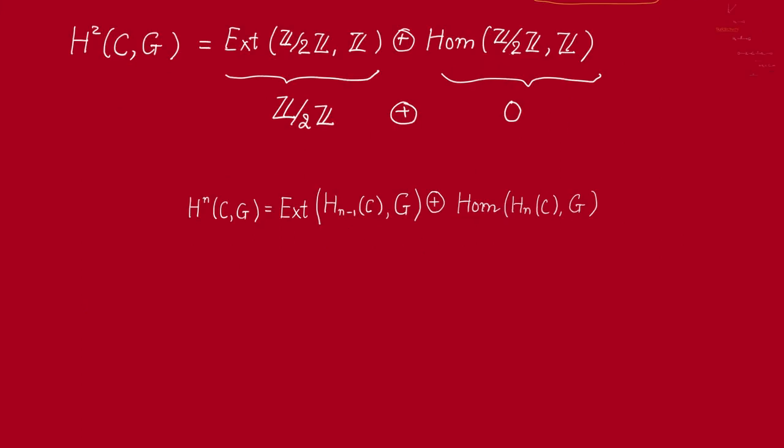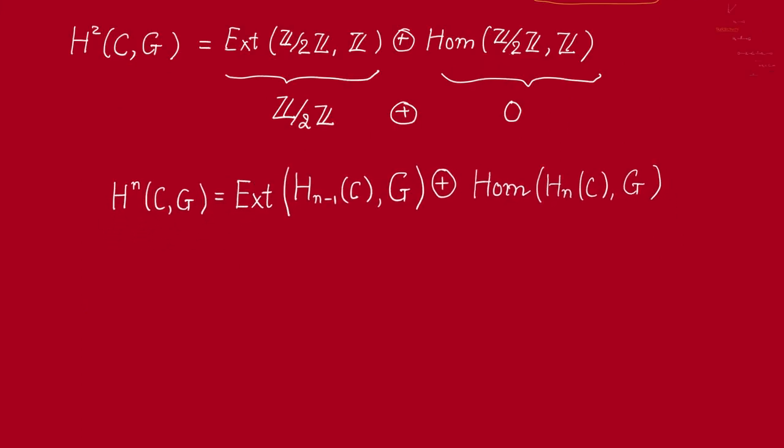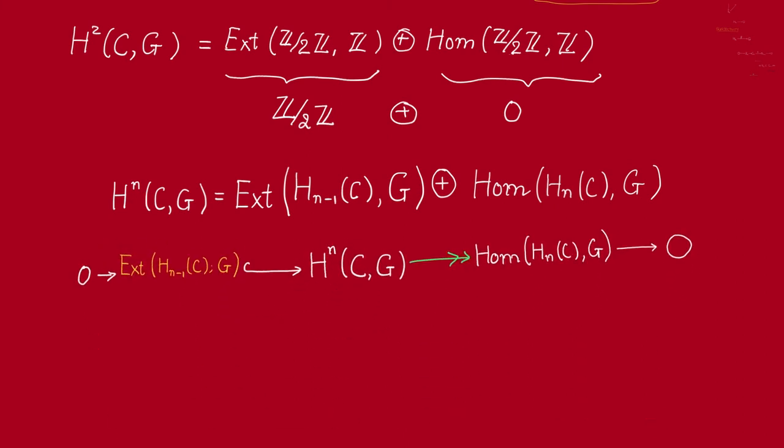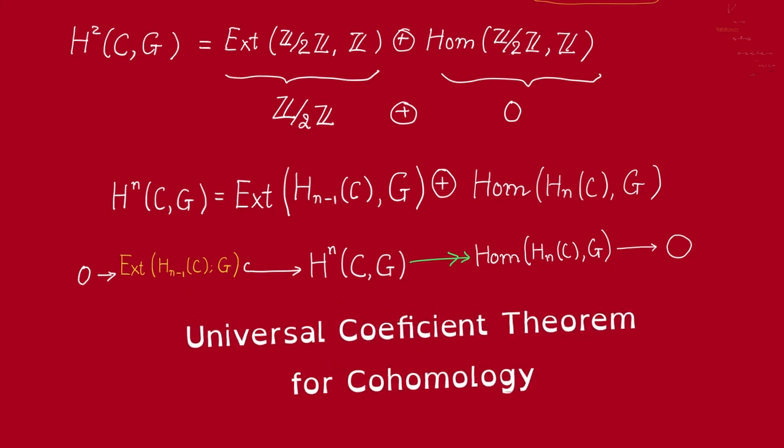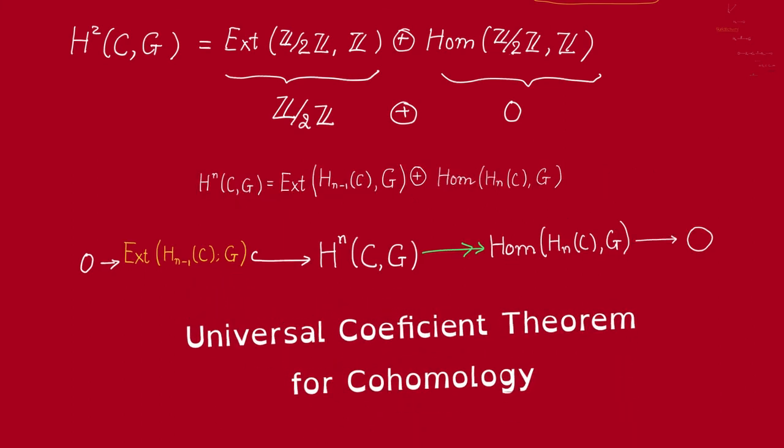As you must have probably figured out, this statement that we were using, or more precisely, the fact that this short exact sequence splits, is the content of the universal coefficient theorem for cohomology. Coming up next, we're going to define all the maps in this sequence, and then we're going to prove the full theorem.